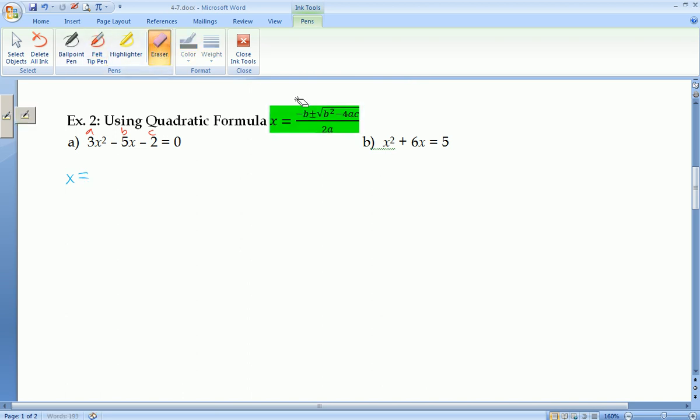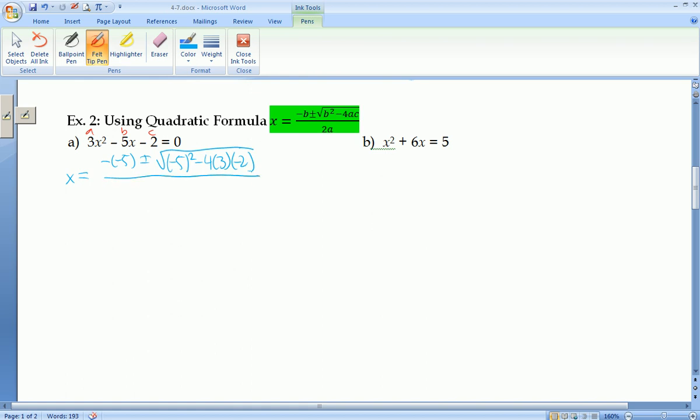Okay. All right, let's plug everything in. Make sure you plug everything in correctly. So we have -5. I'm not skipping any steps here. Plus or minus the square root of -5 squared minus 4 times 3 times -2.